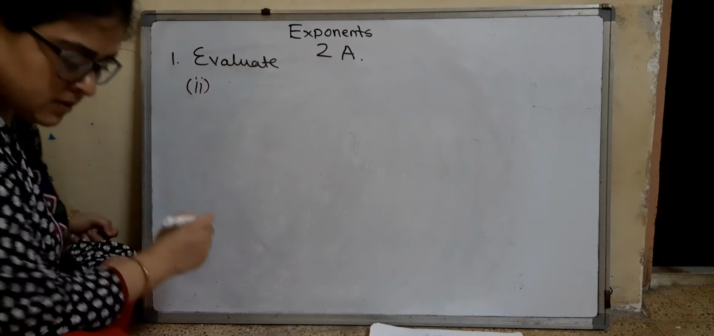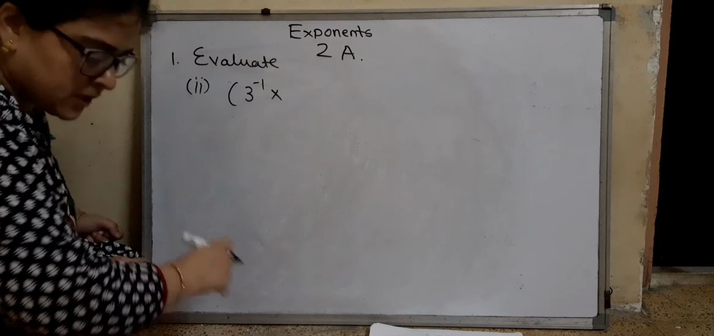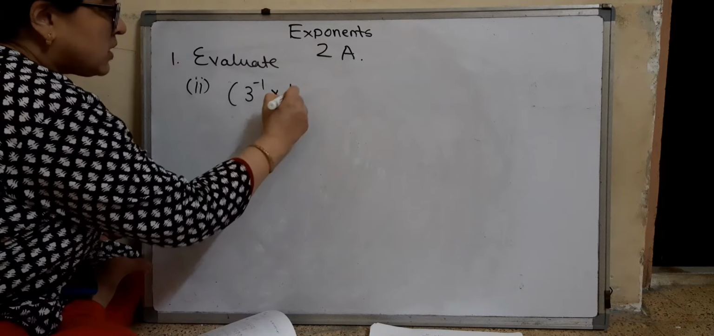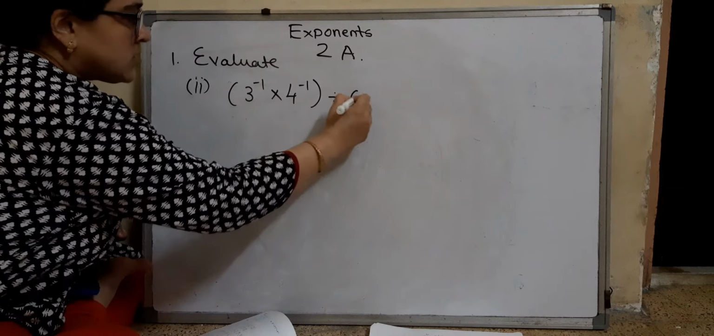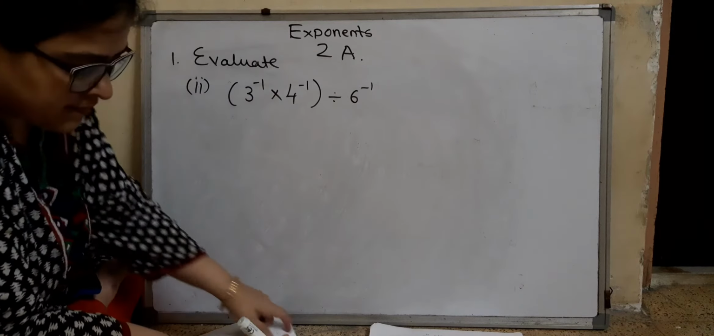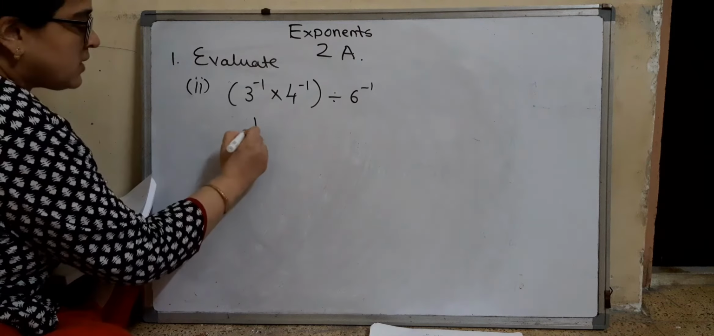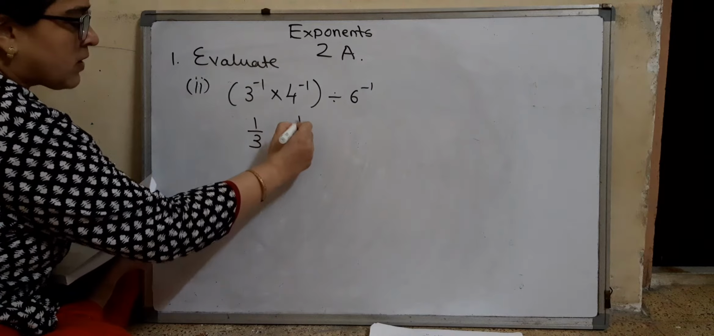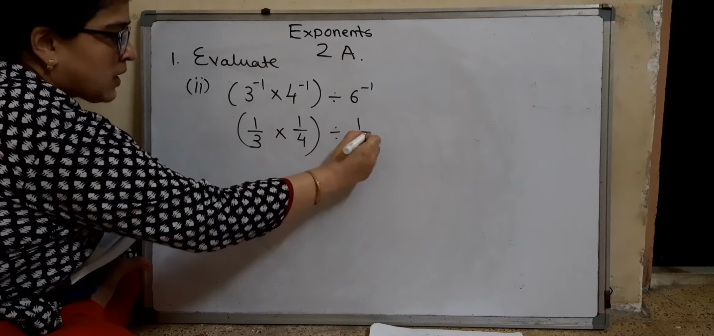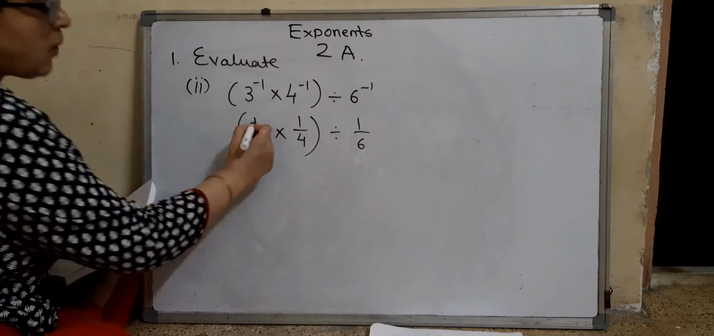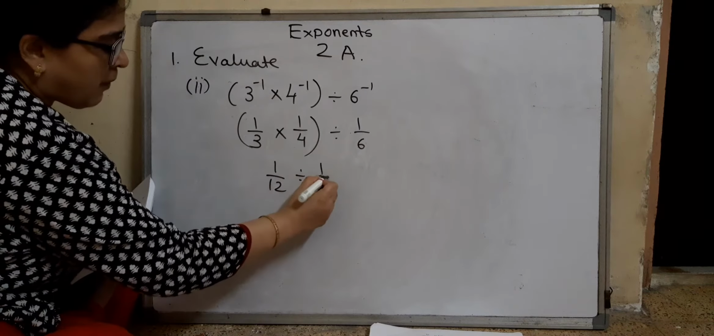Second sum, 3 raised to minus 1 multiplication, 4 raised to minus 1, division sign, 6 raised to minus 1. Now here also negative power, so we have to do the reciprocal. 1 upon 3 multiplied by 1 upon 4, division sign 1 upon 6. Now 1 ones are 1, 3 fours are 12. Division sign 1 upon 6.